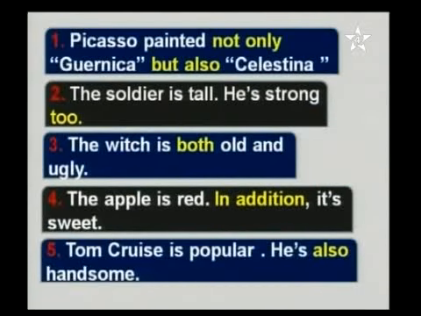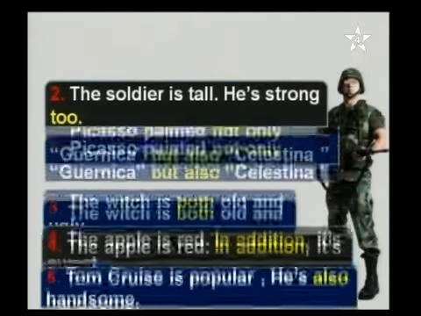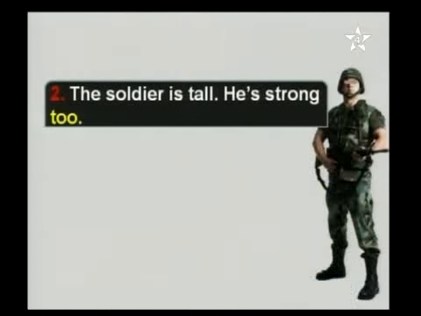The same examples, but a different picture. Is that Picasso? Of course not. Soldier, a witch, an apple, Tom Cruise. What is it? Yes, the soldier is tall. He is strong too.